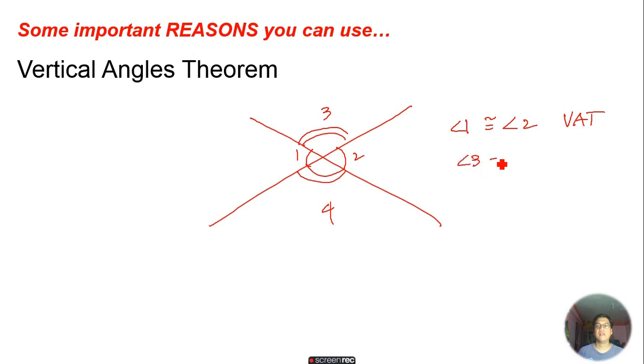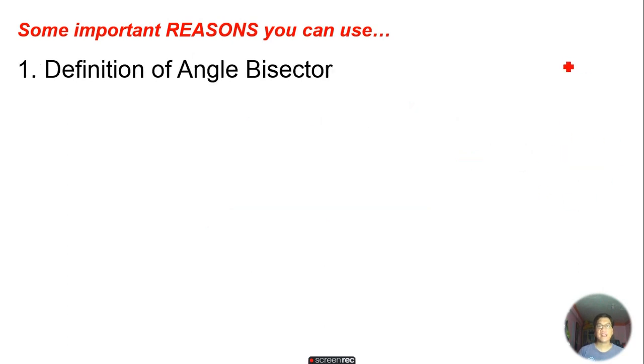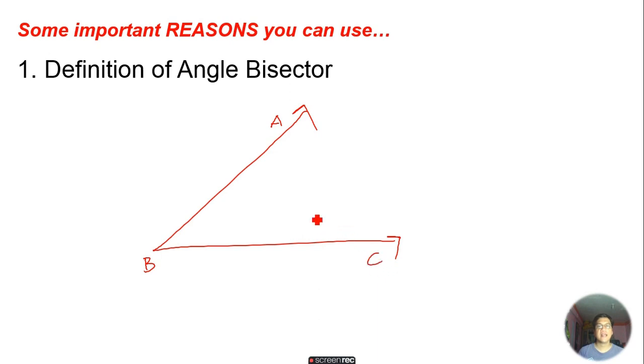So angle 3 is congruent to angle 4 by the vertical angles theorem, or the VAT. Next, the definition of angle bisector. So what is an angle bisector? If we have an angle, say for example, that is our angle, A, B, and then this is C. An angle bisector is a line segment, a line, or a ray that divides an entire angle into two congruent parts.